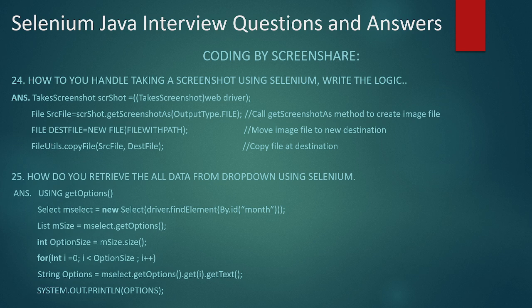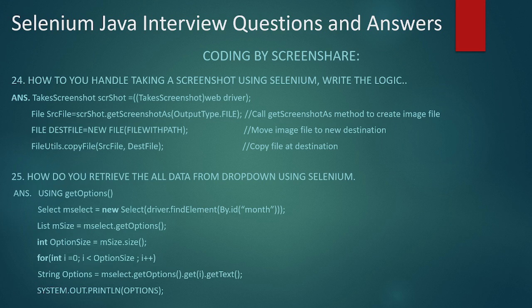Okay, so the next one is how do you retrieve all the data from the drop down. Yeah, this is mostly used, guys, because suppose in our drop down we want to get all the elements, I mean the data that will be there. So by using the getOptions method in the Select class, first you have to create the variable and define your element as the argument.